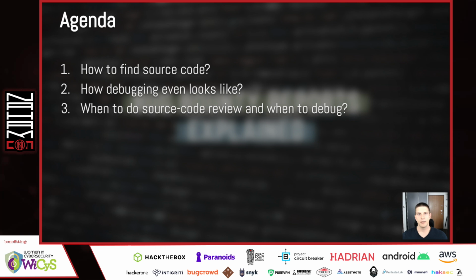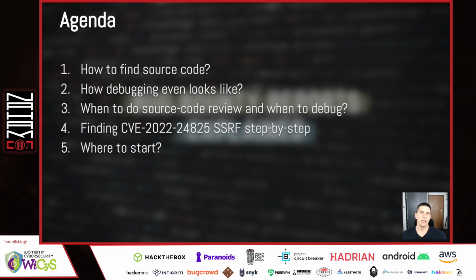Then in the third step, I will tell you my approach to when to do static source code review, when to run the application, and when to have a proper debugging setup. And finally, we'll go through an actual bug, how I found an SSRF in a smoke screen tool step by step. And I will tell you where to start reviewing and debugging the code, because you may hopefully want to do this after this presentation.